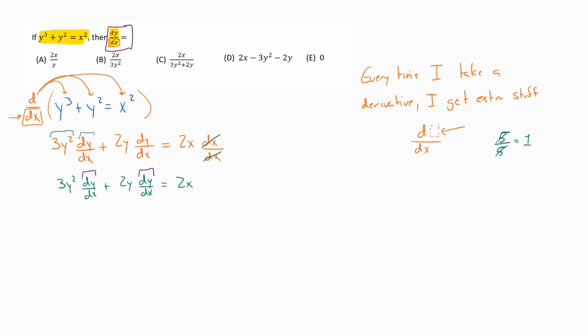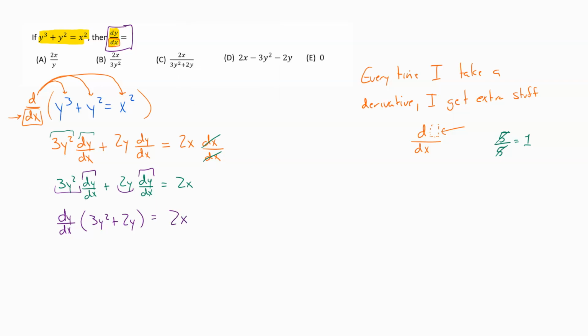The reason you want this is that now that everybody on this left side has a dy/dx in it, I can factor a dy/dx out of everybody. I can pull that dy/dx to the front. That's going to leave me with 3y squared plus 2y, and that's all still equal to 2x.